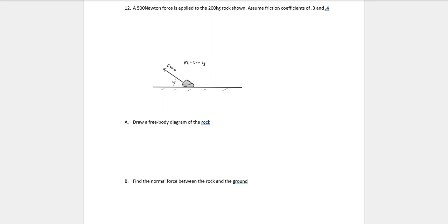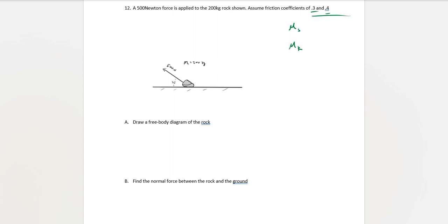I'm making this one to help you out with number 12 on your Unit 2 homework. So let's see, we've got this 500 Newton force applied to this rock. Assume frictional coefficients of 0.3 and 0.4. Now, this is pretty typical of how I usually word these. There's two different frictional coefficients given, and these are for the coefficient of static friction and the coefficient of kinetic friction. And I expect students to know which of these is which just based on the numbers.